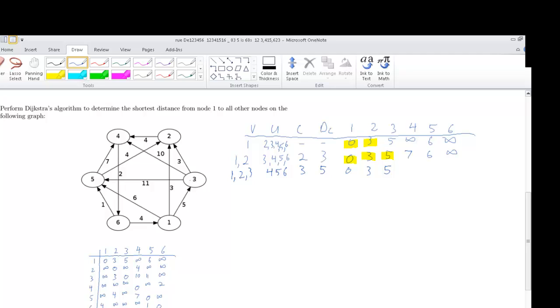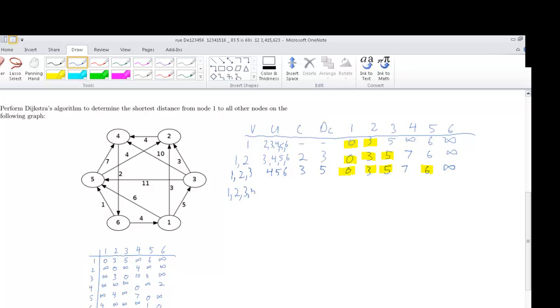From 3, we can traverse to 2, which doesn't make sense because it's closer to travel to 1 at 3. We can travel to 4 at 15, or we can travel to 5 at 16. But for all of these, 7 and 6 is less. So we carry those down, and we still can't travel to 6. From there, we're going to look at the shortest, which is 6, so we're going to travel to 5.